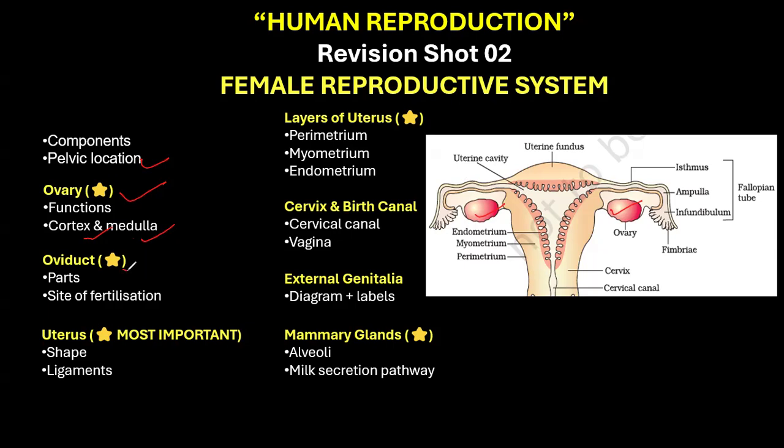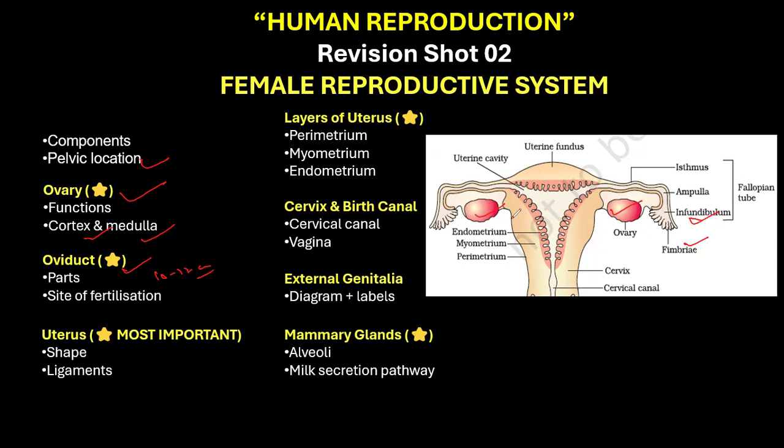Then the oviducts, or we call them fallopian tubes. Length is 10 to 12 centimeters. This is very important: it extends from the ovary to the uterus. Now, what are the parts of this oviduct? You have the infundibulum. It is funnel shaped and near the ovary, and it has finger-like projections called fimbriae. These finger-like projections help in collecting the ovum.